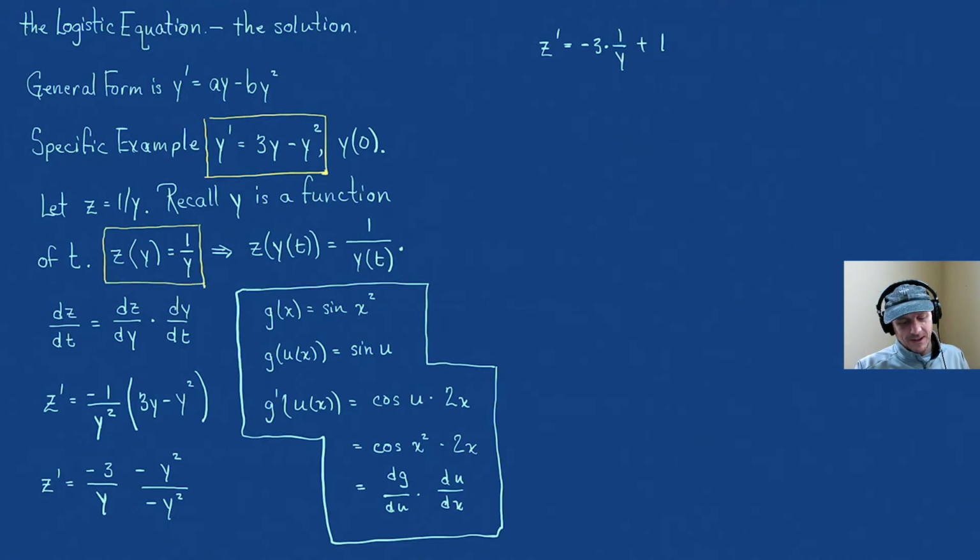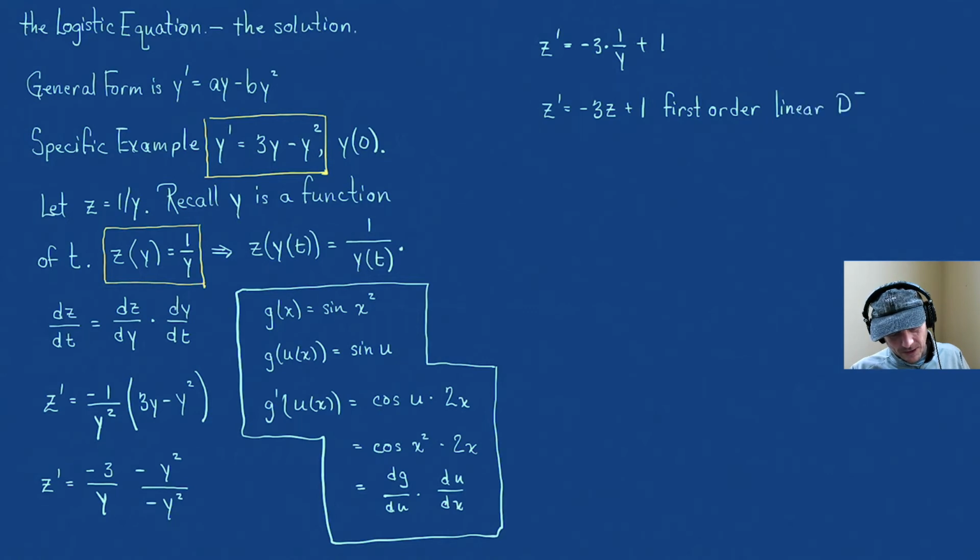Oh my gosh, and there it is. Now we can put this all together. So the problem that we're really solving is that z prime is equal to minus 3 times z plus 1. And what is the beauty of that? That is a first order linear differential equation. And we know how to solve that. We can solve that with our integrating factor.